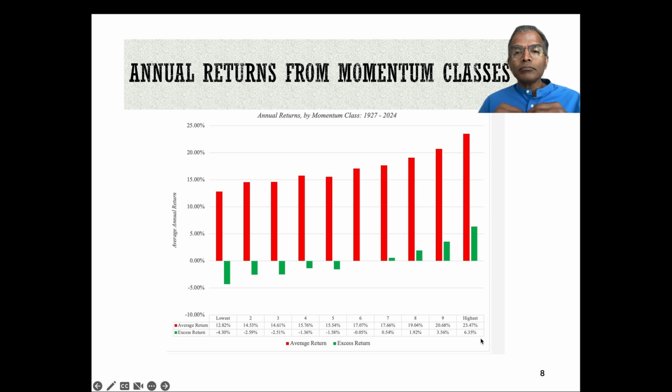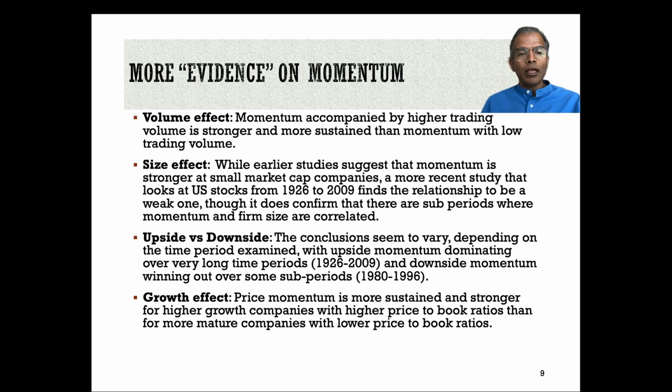So at least on paper, it looks like there's enough momentum in medium-term returns, 6 months, a year, for you to be able to take advantage of to make money. And if you look at that momentum more closely and look across stocks, here are the things that people have discovered in different studies. First, they find that momentum accompanied by higher trading volume is stronger and more sustained than momentum with low trading volume. Momentum at small companies is stronger than momentum at large companies. On upside versus downside momentum, it's a split effect depending on the time period you look at. If you look at the entire time period, upside momentum dominates, but there have been sub-periods where downside momentum has won out. And finally, momentum tends to be stronger and more sustained at high growth companies than at mature companies.